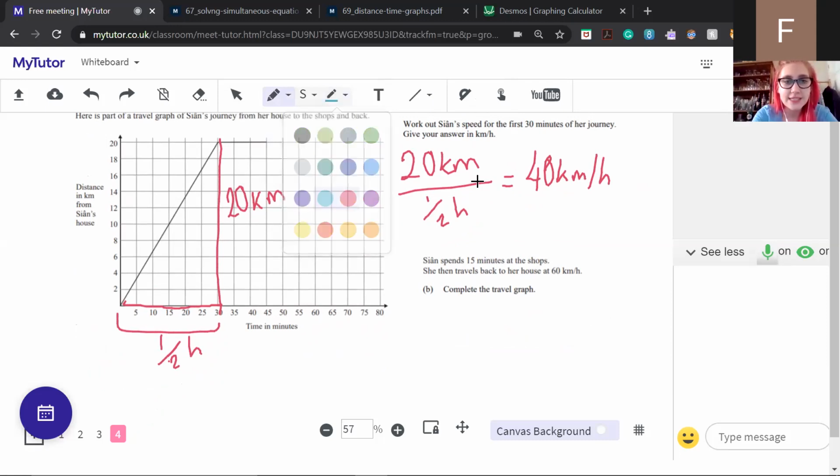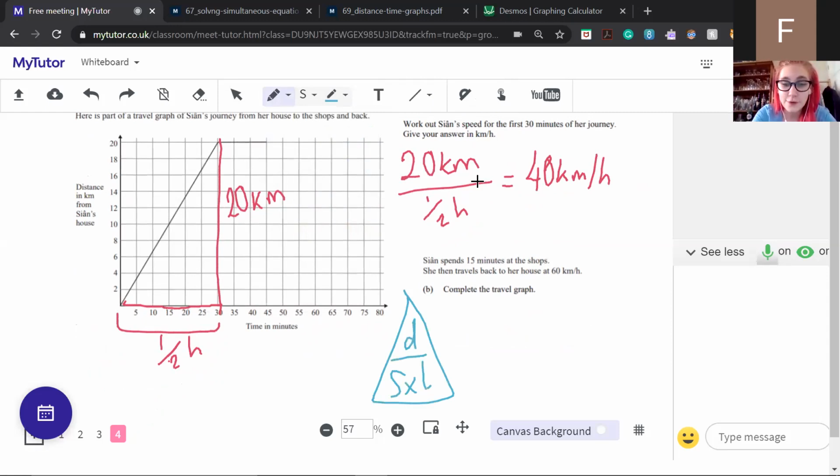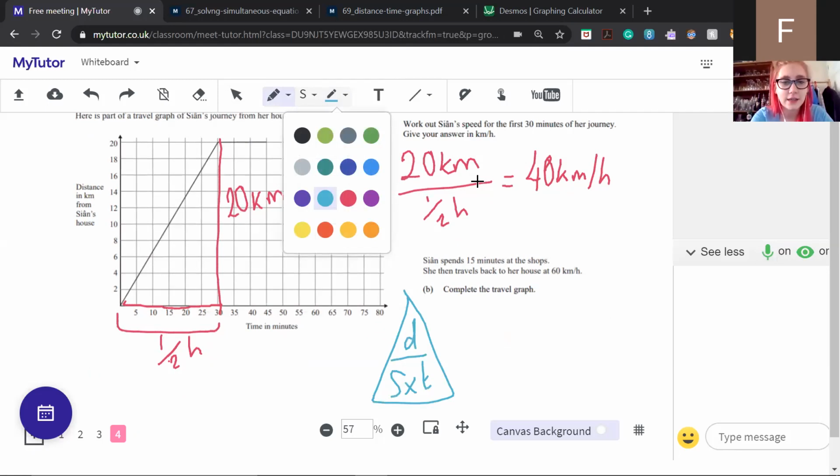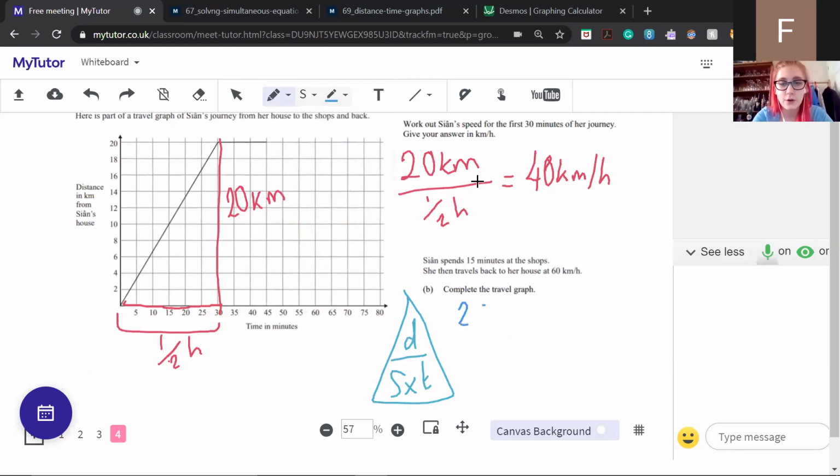Always with speed, distance, time questions, think about this triangle. You've probably seen this before. Distance over speed times time. And what we do is we cover up the one that we're thinking about. So we're trying to work out the time at the moment, so we cover that up. What have we got left? Distance over speed. So let's do that. Distance, she's going 20 kilometers. Over speed, how fast is she going? 60 kilometers an hour. So it takes 1/3 of an hour. What's 1/3 of an hour? 20 minutes.